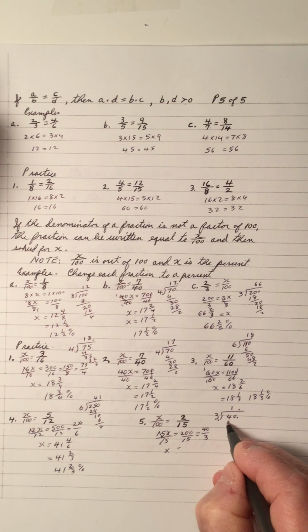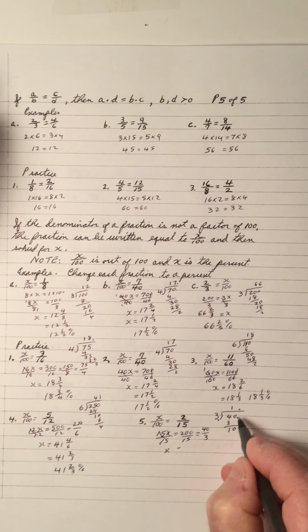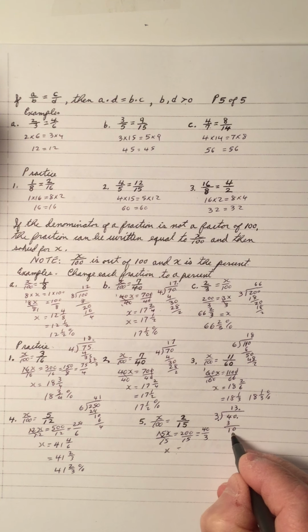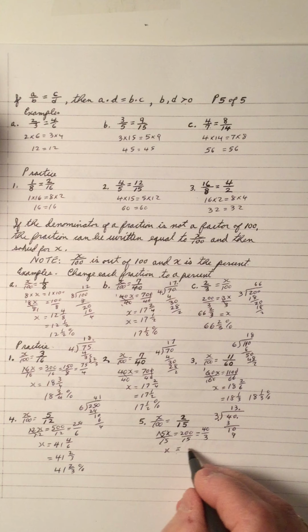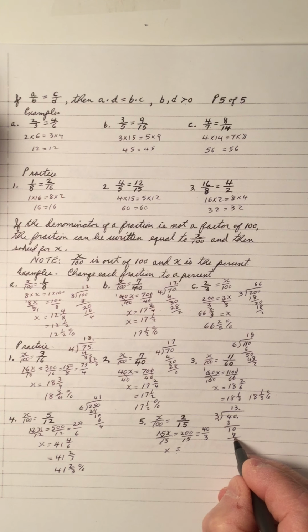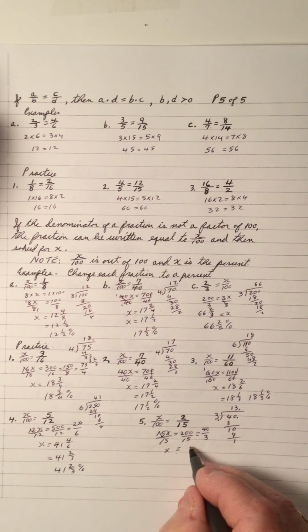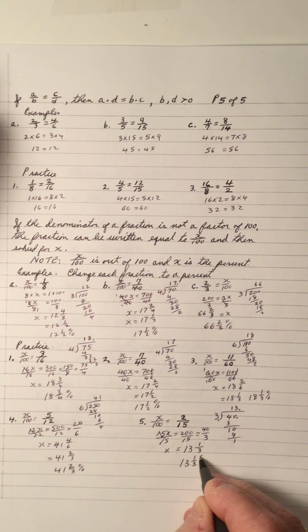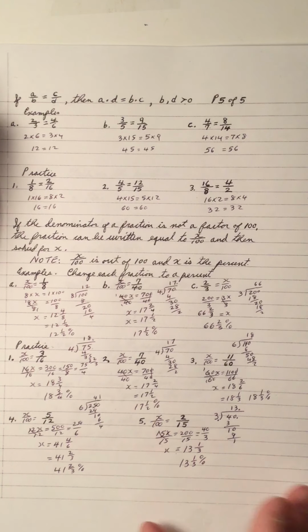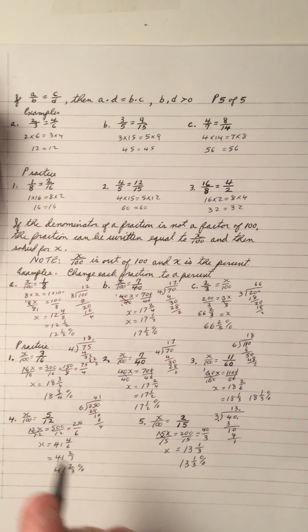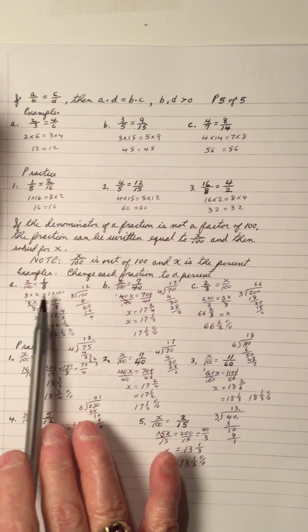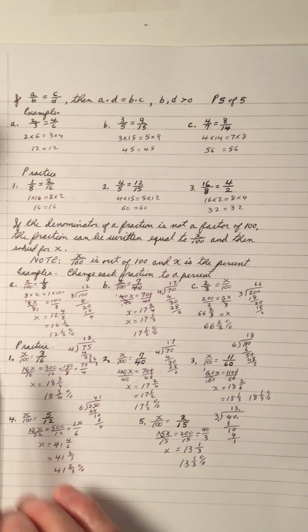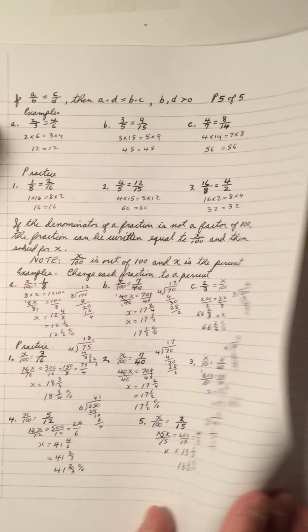3 into 4 goes once, 3 times 1 is 3, subtract, I get a 1, bring in a 0. 3 into 10 goes 3, 3 3s are 9. So I have a 1 left, so I get 13, and 1 is my remainder over 3. So that's 13 1/3%. Good way to do it, especially when you can't get your denominator nicely. Work it out like I just showed you.